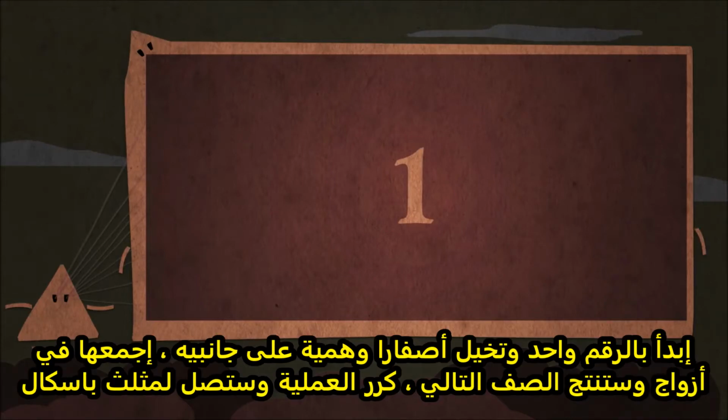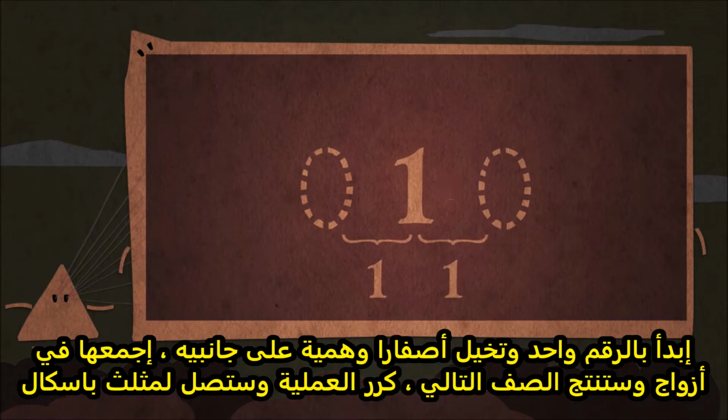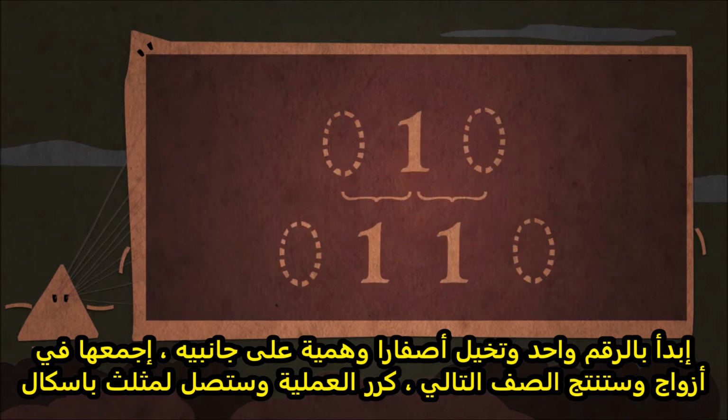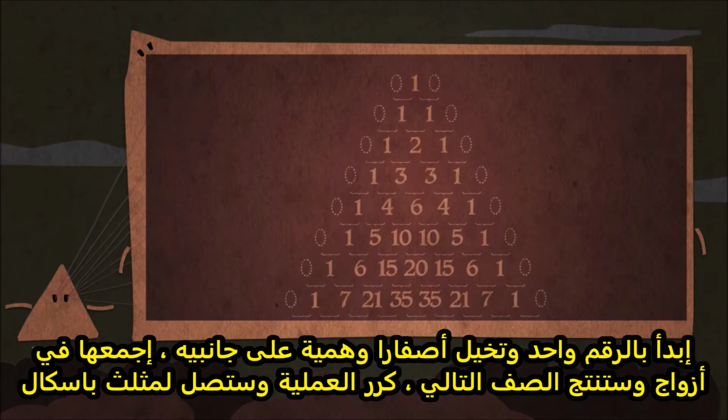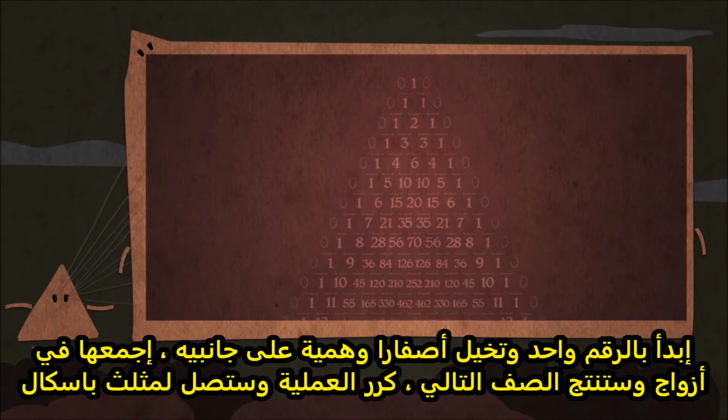Start with 1 and imagine invisible zeros on either side of it. Add them together in pairs and you'll generate the next row. Now do that again and again. Keep going and you'll wind up with something like this. Though really Pascal's triangle goes on infinitely.